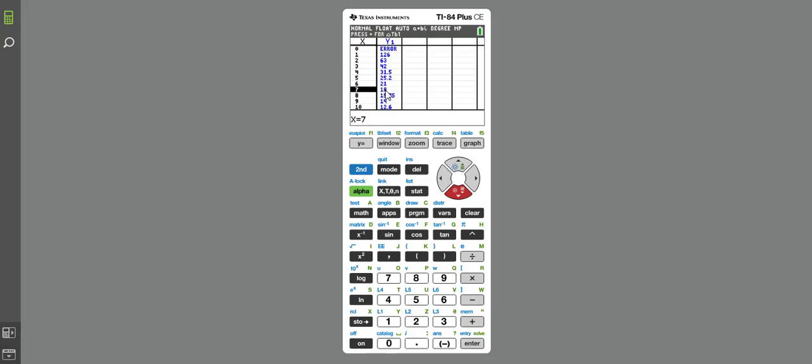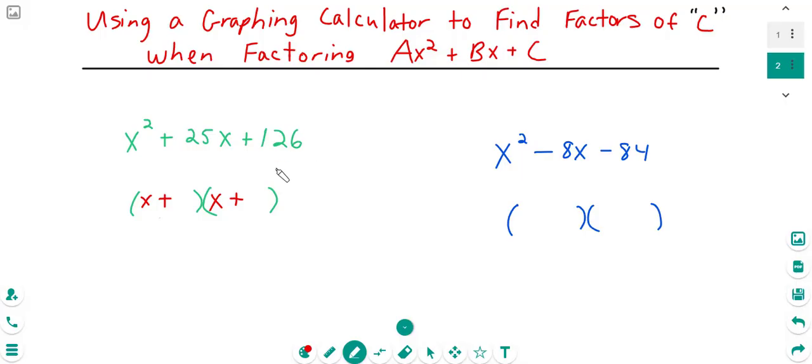Bang, 7 plus 18 gets us 25. Let's go back, and that's what we're going to put in. 7 plus 18 gets us 25. I already know 7 times 18 gets me 126. All right, finished.